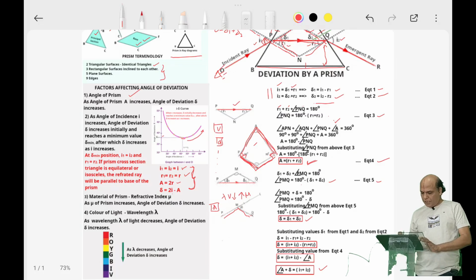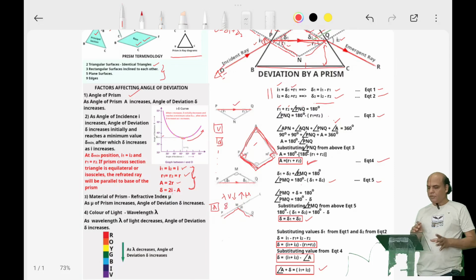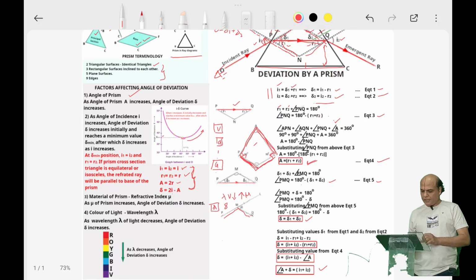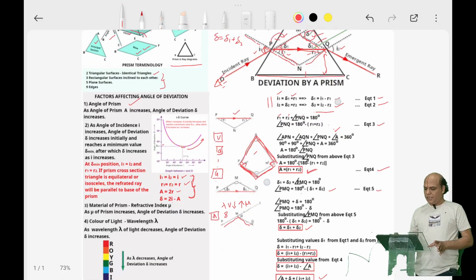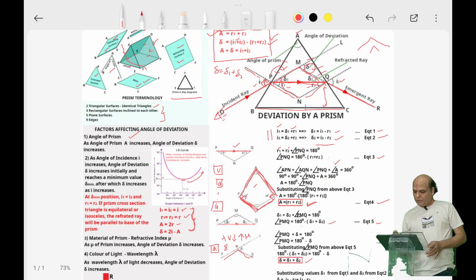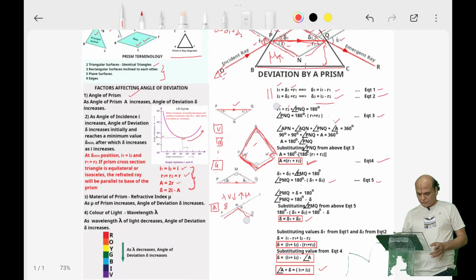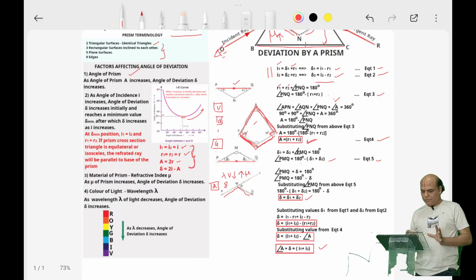For the material of the prism, as we go down in the optical media stack from top to bottom, what is happening to the refractive index? Refractive index is increasing. When refractive index is increasing, the angle of deviation is also increasing. Just keep this in mind. Actually this happens for glass. Glass is somewhere in between. So when the refractive index of the glass is increasing, then the angle of deviation is increasing. With respect to this prism, if the refractive index of this prism is increasing, then the angle of deviation is also increasing. Keep it in your mind forever.